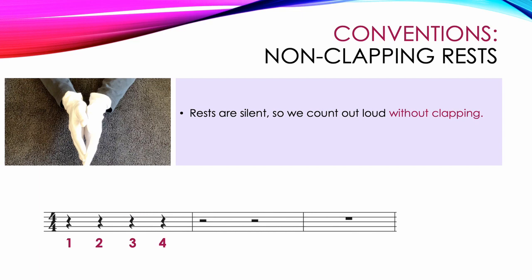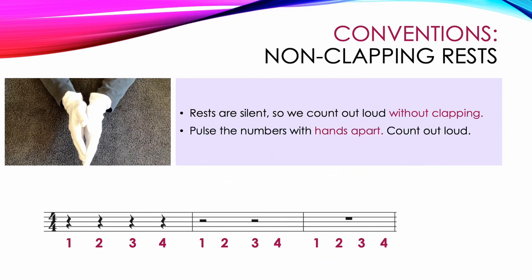In the second measure, we have 2 half rests. So on the first half rest, we count out loud 1, 2 without clapping, and then we count 3, 4 without clapping. The last measure is a whole rest, so we would count out loud 1, 2, 3, 4 without clapping. So what do we do with our hands while we're counting out loud? We pulse the numbers with our hands apart and count out loud.